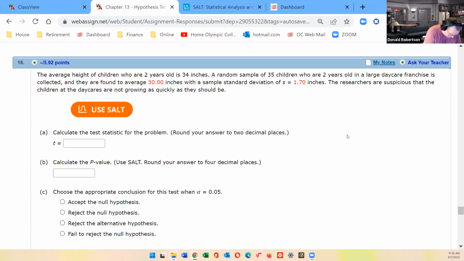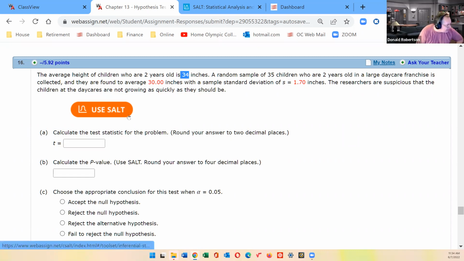The mu naught is that it should be 34. And we're trying to prove, is there evidence that it's less than 34? And we did it with a sample of 35 kids. So everything I want is here, right? H naught would be mu equals 34, and the alternate would be mu less than 34. We're going to plug that in and come up with a T and a P. So close that one off. In we go.